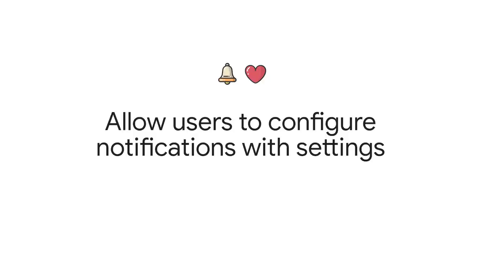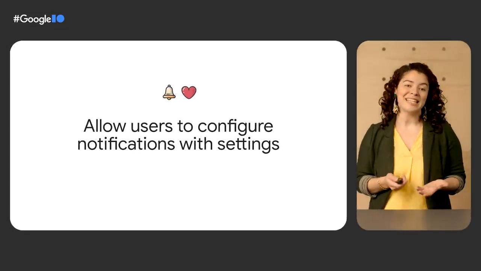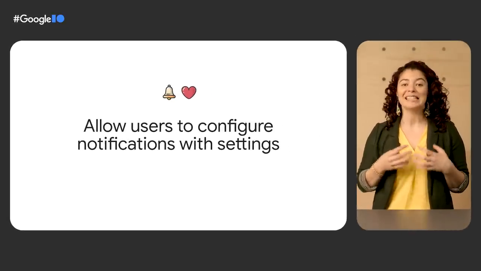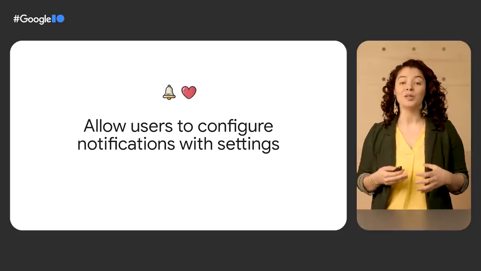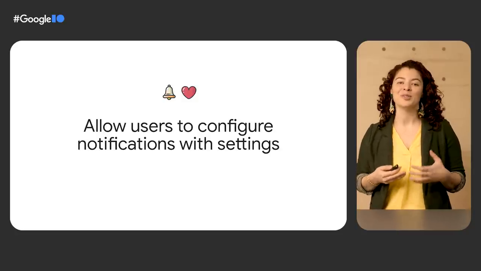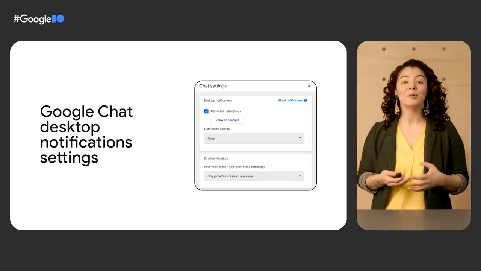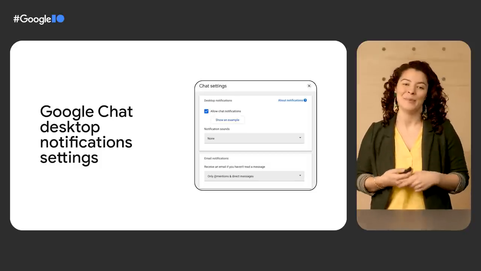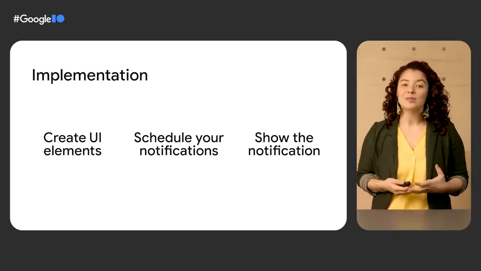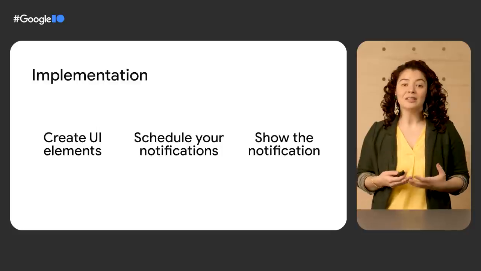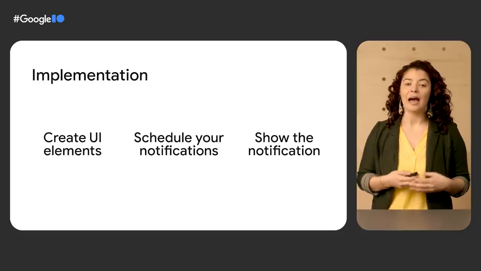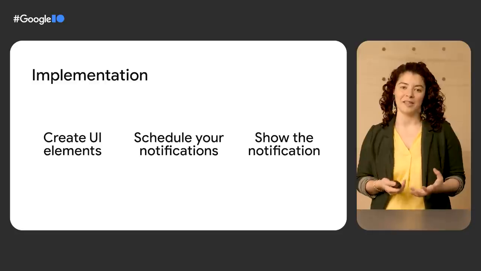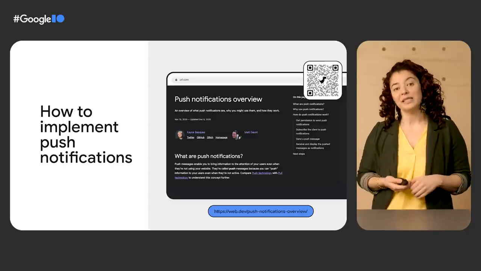And it uses another good practice, that is to let users configure their notifications. For this, you can create your own notification settings in a page or menu, where the user can enable or disable notifications and where you could add more instructions on how to use the feature. I have on the screen an example of Google Chat's notification settings page. There are several ways to add notifications to your app. In general, you'll add UI elements to enable them, have a server to send the notifications, and probably use your service worker to process the notification. You can check the specifics with the link on the screen.